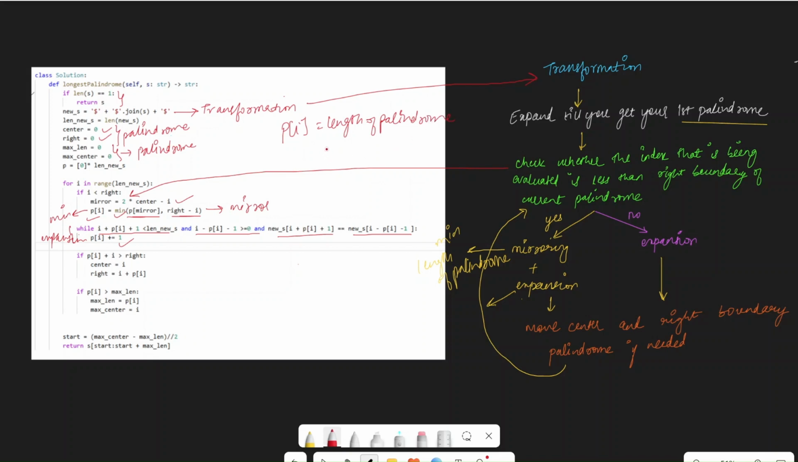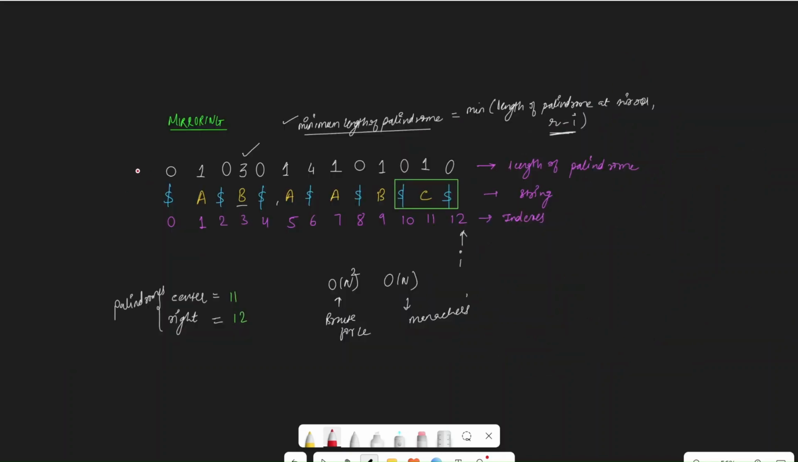These are the values, the digits that we were storing above our string. This is our P of I. This is what we are referring to as P of I, the length of palindromes that we are storing. And these are our indexes, so don't get confused between them.